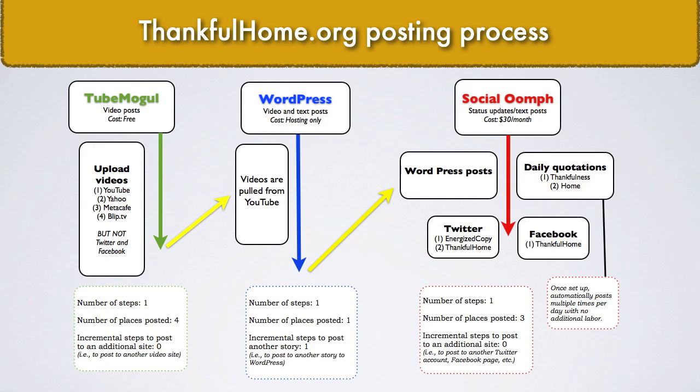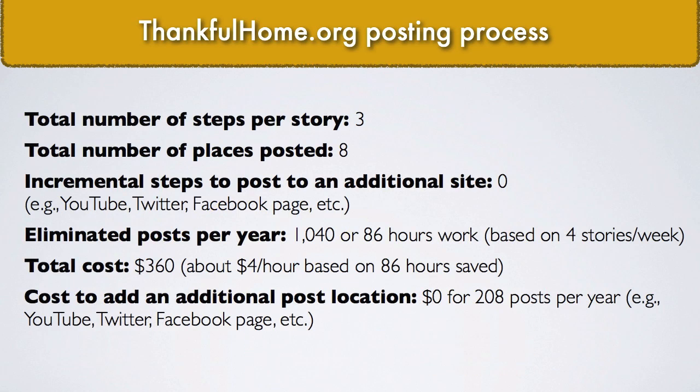It's a WordPress website, and I pull in the videos. I do a blog post there, and I pull in the video from YouTube. So I'm putting it in one place. It takes me one step to put it there. But then I go to Social Oomph, and I take the link to our WordPress post, and I send it out to 2 Twitter accounts and to a Facebook account. So it's one step, but it's going to 3 places. Do you follow what I'm saying? So here's the bottom line. It took me 3 steps to send a post to 8 places.